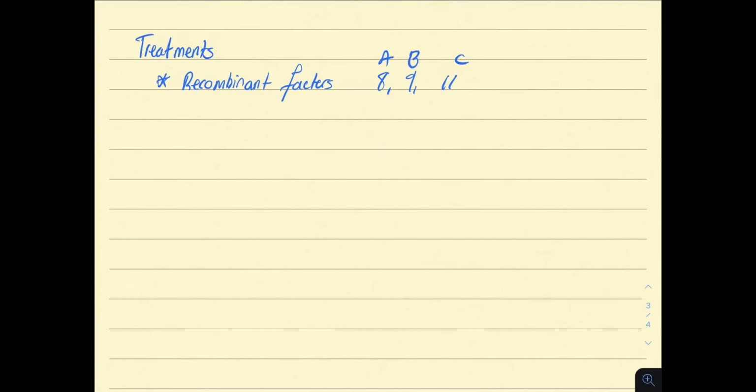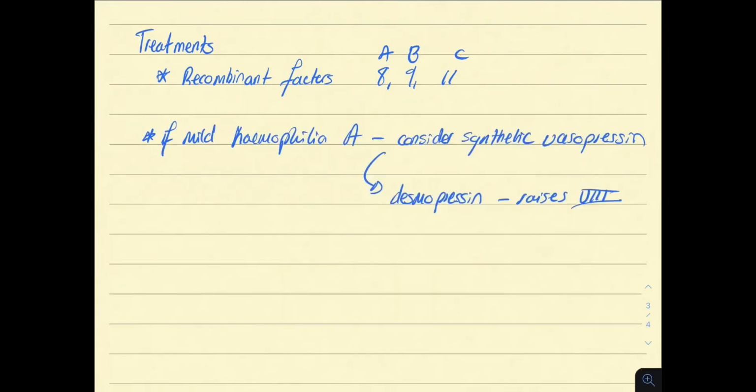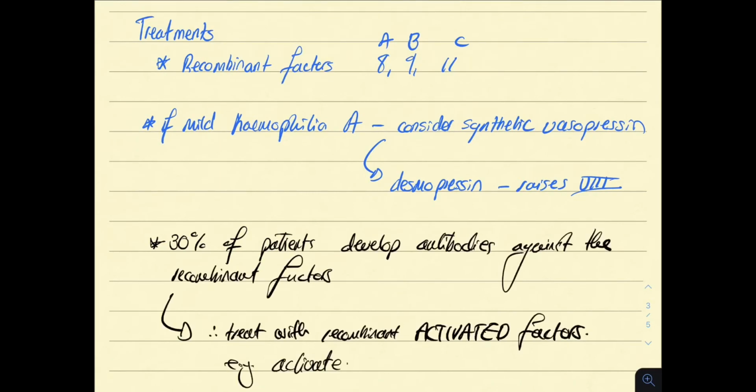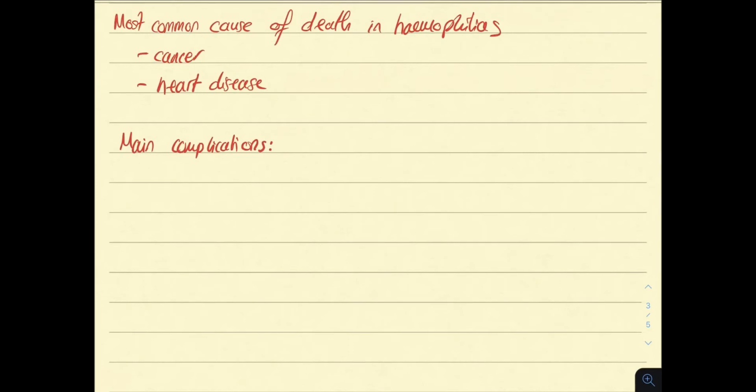If a patient presents with a mild haemophilia, for example mild Haemophilia A, you can consider synthetic vasopressin such as desmopressin, which increases the deficient factor. Now, importantly, 30% of patients develop antibodies against the recombinant factors. In this case, you would treat the patient with activated recombinant factors. The most common cause of death in haemophilias are cancers and heart disease.